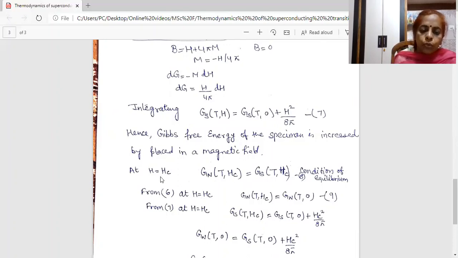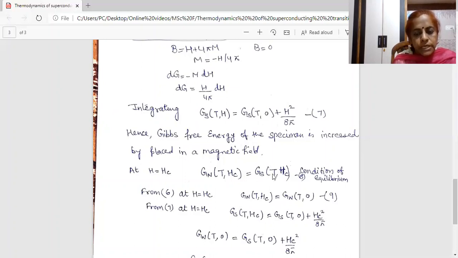Now what is Hc? Hc is the critical field. What is the critical field? The critical field is the value of magnetic field at which there is a transition from the normal state to the superconducting state. That means it is the point where both states can occur. That means the Gibbs free energy of the normal state will be equal to the Gibbs free energy of the superconducting state. This is the condition of equilibrium.